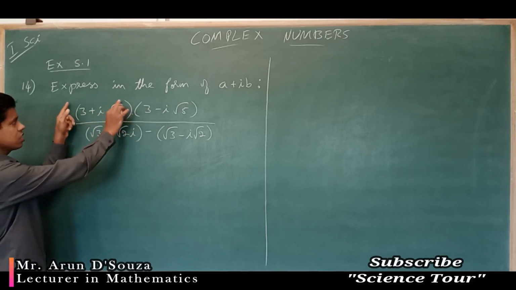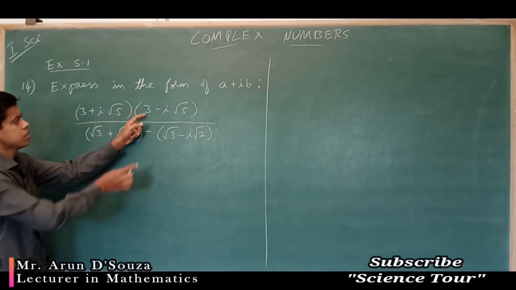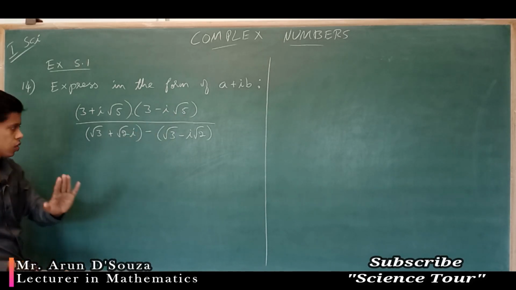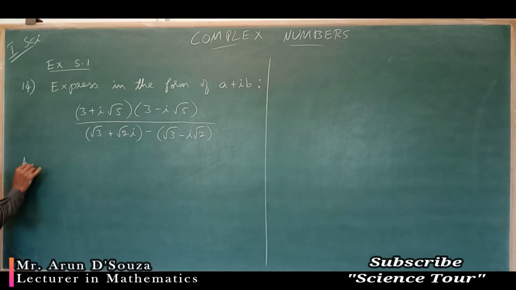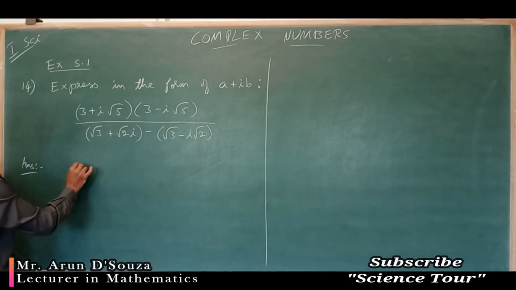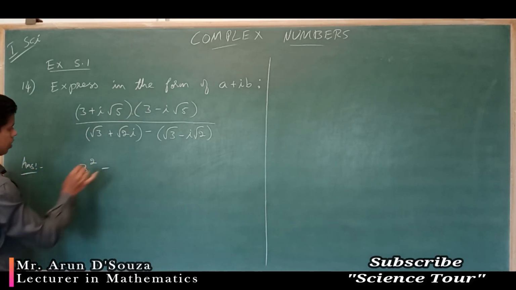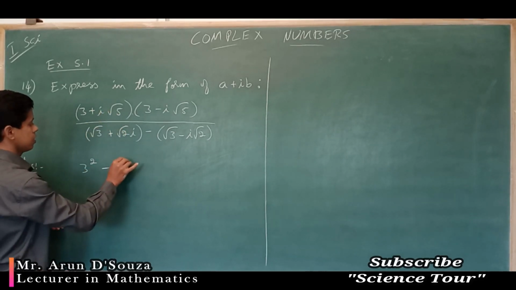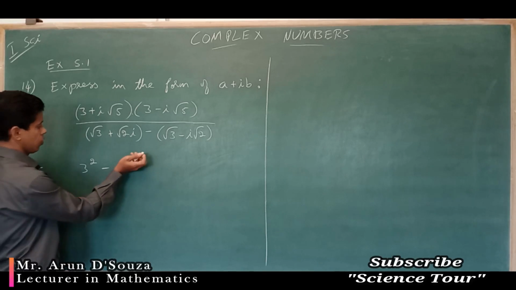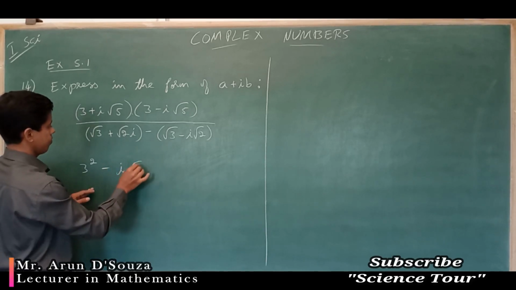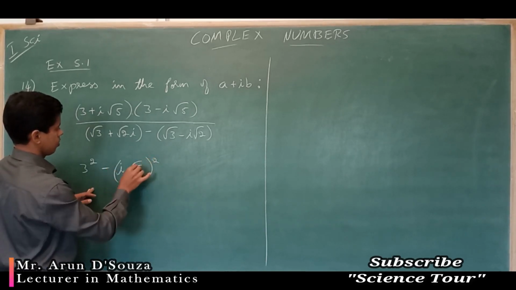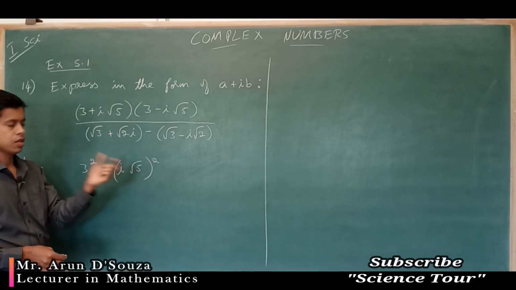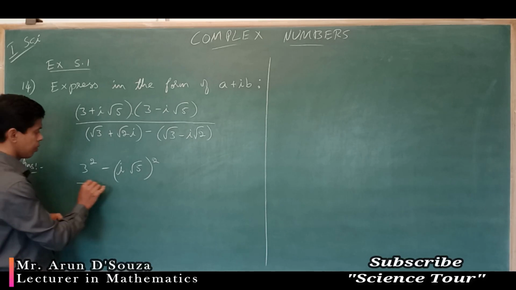This is a plus b and this is a minus b, so you can write a square minus b square. Now, first this is a square minus, see this is b square, so I will write it this way. Right. So b is ib here. Okay. So divided by.